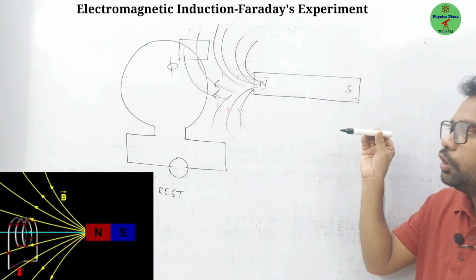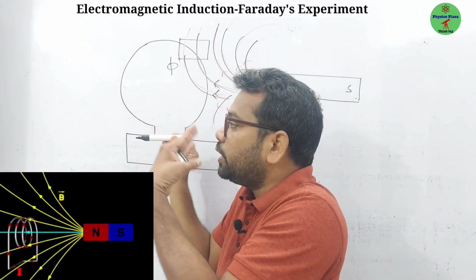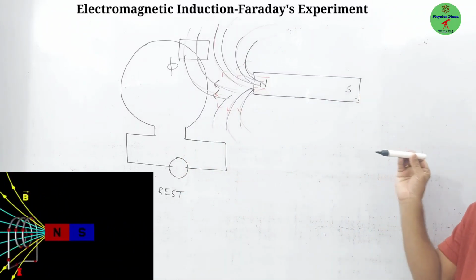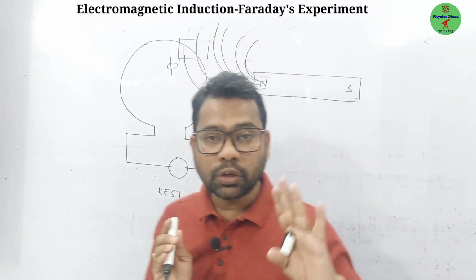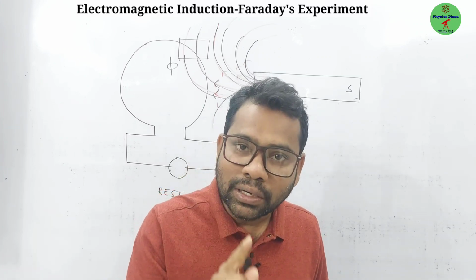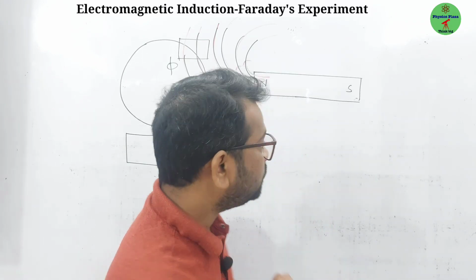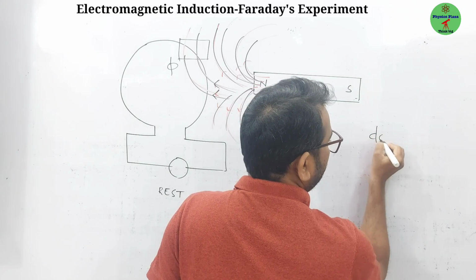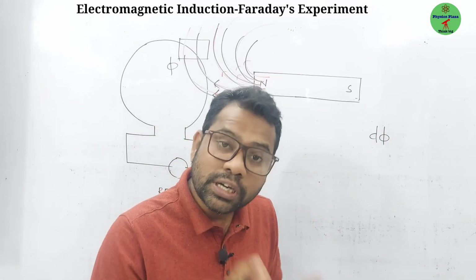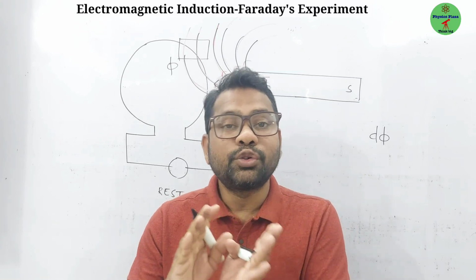Let us say when it is here, two field lines are passing. As I am taking it closer, 3, 4, 5, 6, 7, 8, 9, the number of field lines passing through the coil is increasing. If I am taking this away, 10, 9, 8, 7, 6, 5, 4, the number of field lines passing through the coil is decreasing. So which means what, children? There is a change in magnetic flux linked with the coil. This change in magnetic flux linked with the coil is responsible for the production of EMF, the so-called induced EMF, which causes induced current.